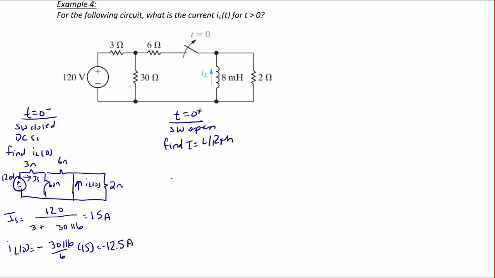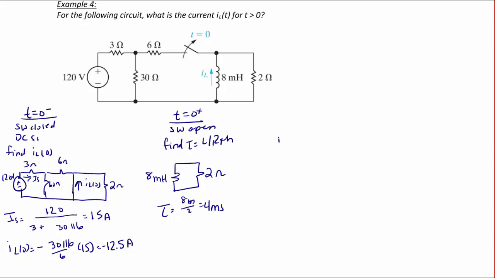Now I draw the circuit again with the switch open. I only need to draw the part of the circuit that's on the right hand of the switch because that's the only part that includes the inductor. The left circuit is active, but that won't affect the resistance. So here we have 2 ohms in parallel with 8 millihenry. So tau is equal to 8 millihenry divided by 2, which equals 4 milliseconds.